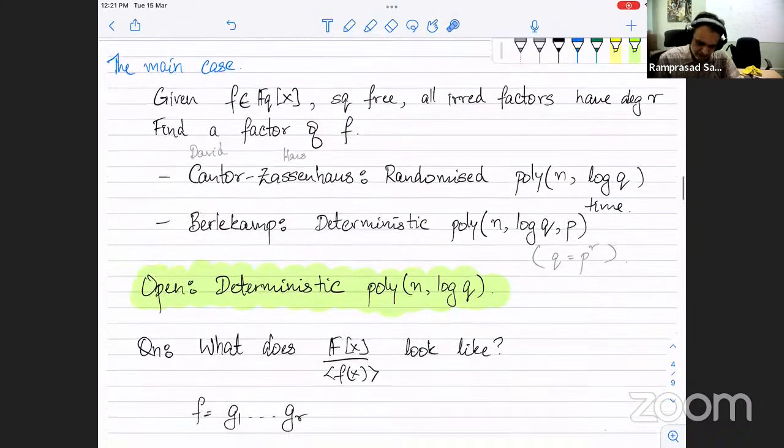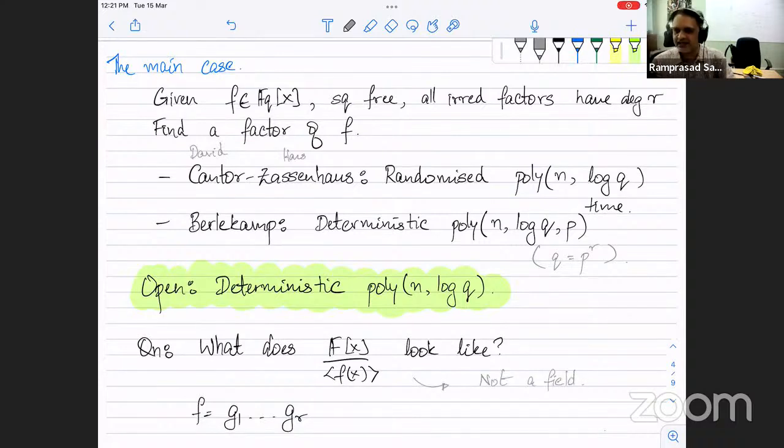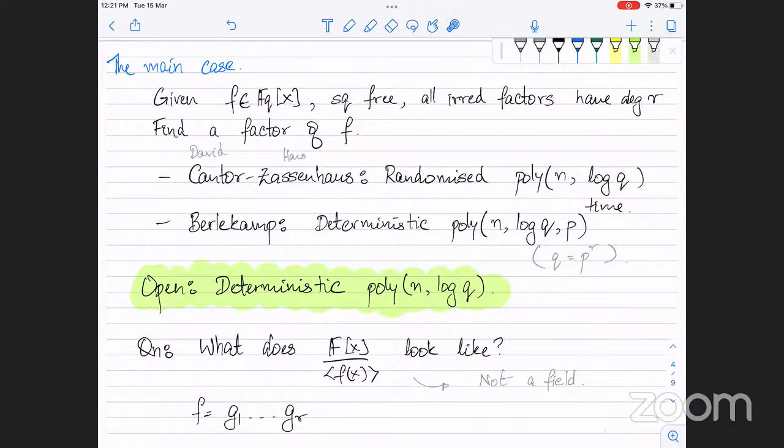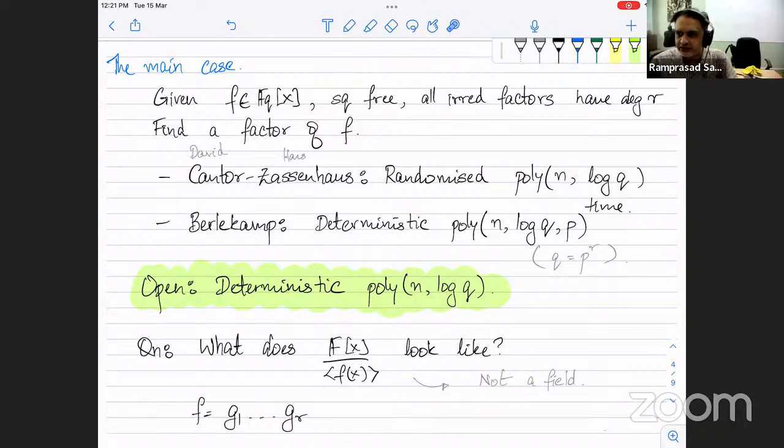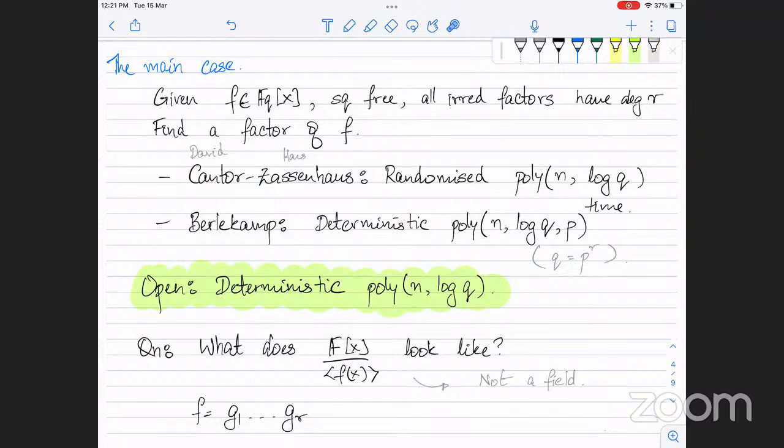Okay, so if f equals g1 through gr, we know for a fact that this is not a field. Can someone give me an example of a specific element which is non-zero but not invertible? I've actually told you a factorization of f, that f equals g1 through gr. Can you give me an example of a non-zero element that has no inverse?